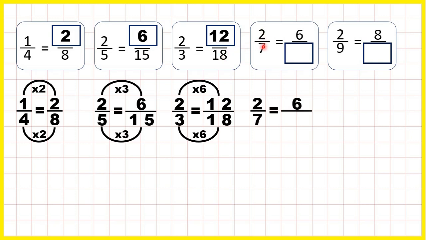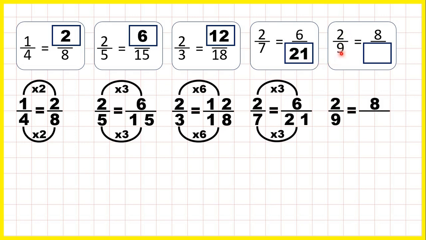Now we have 2/7, and we need an equivalent fraction with a numerator of 6. So this time it's the denominator that we need to find. But we follow the same steps. 2 times what is 6? Well, 2 times 3 is 6, and what's been done to the numerator, we need to do the same to the denominator, and 7 times 3 is 21, so our denominator is 21.